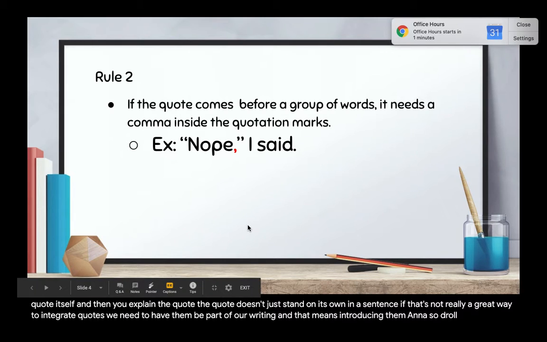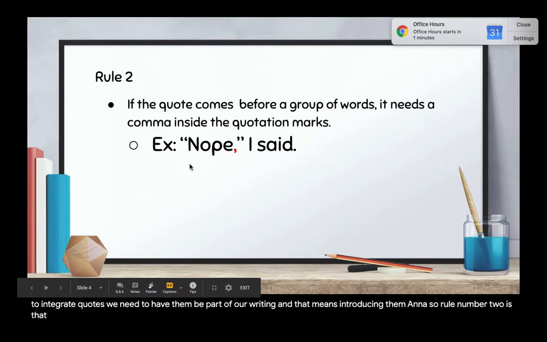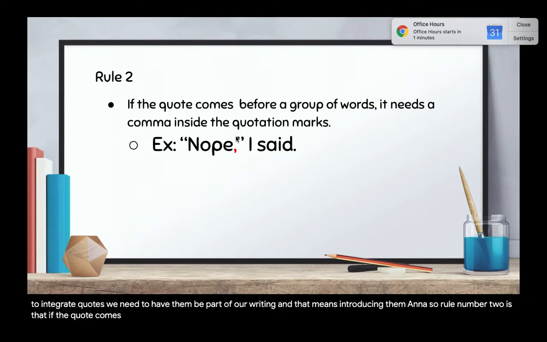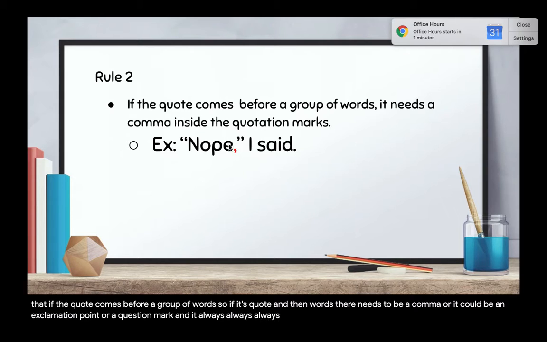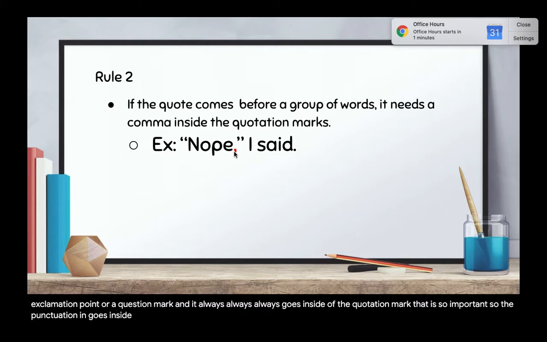So, rule number 2 is that if the quote comes before a group of words, so if it's quote and then words, there needs to be a comma, or it could be an exclamation point or a question mark, and it always, always, always goes inside of the quotation mark. That is so important. So the punctuation goes inside of the quotation mark.